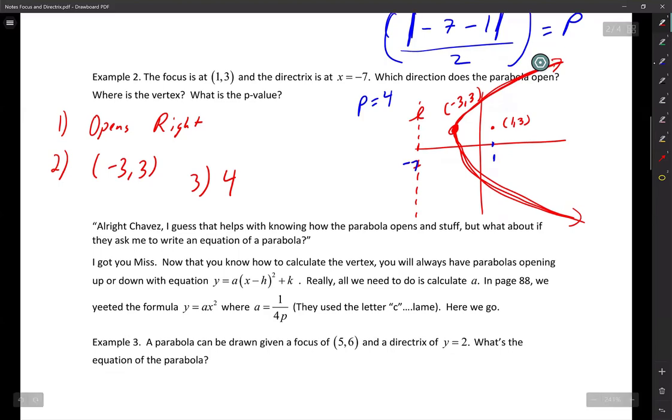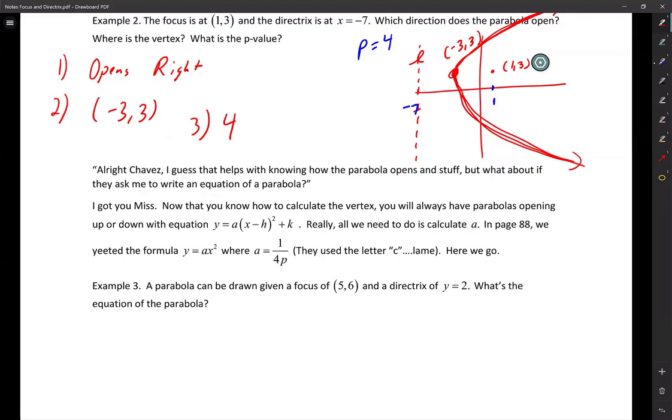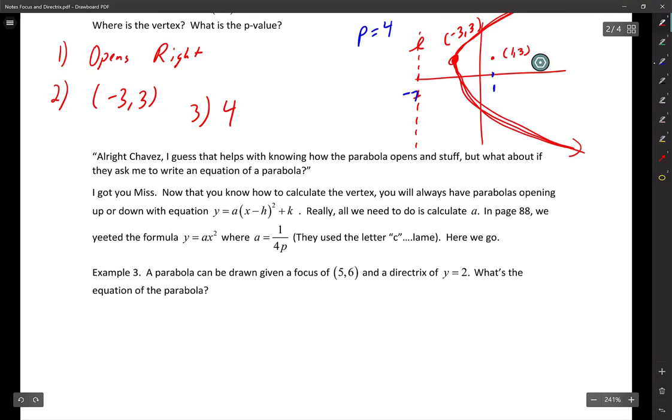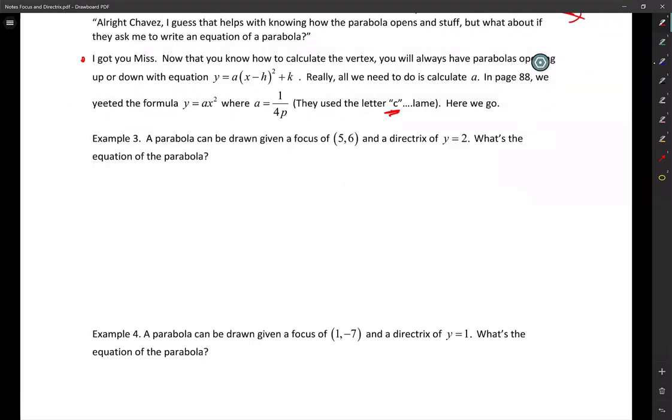All right, and then it says, all right, Chavez, I guess that helps with knowing how the parabola opens, but what about if they ask me to write an equation of a parabola? Hey, I got you. Look, I put it right here. This equation will tell you what your a is. Here's the typical vertex form: y equals a parentheses x minus h squared plus k.